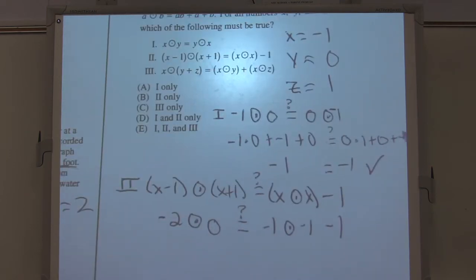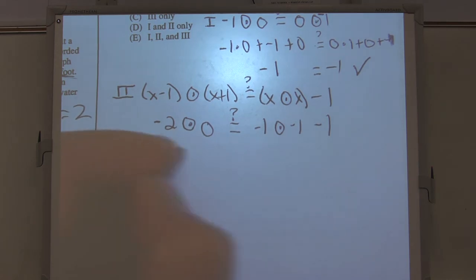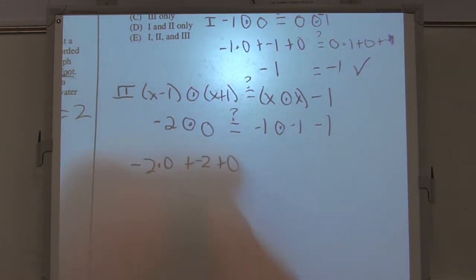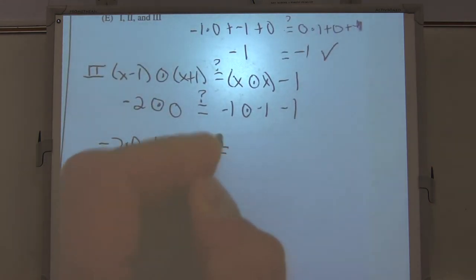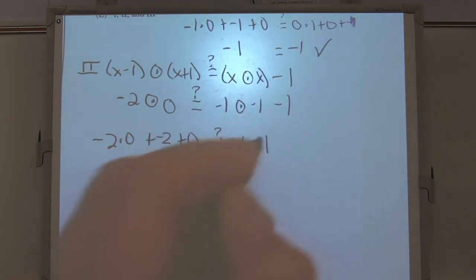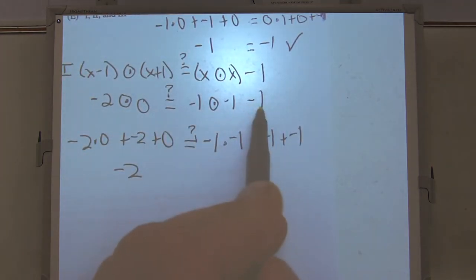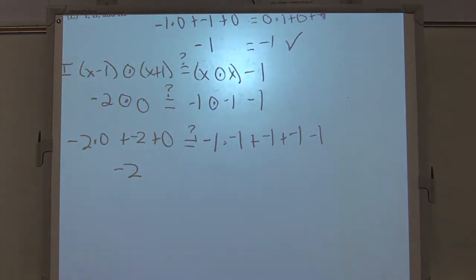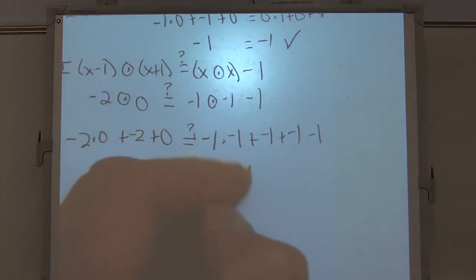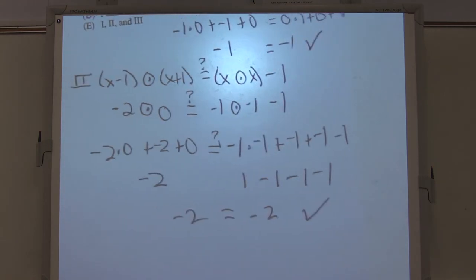Here I get -2 times 0 plus -2 plus 0. Okay, that gets me -2 on this side. Does that equal, let's do this one. This one's going to be -1 times -1, which is +1, plus -1 plus -1, and then don't forget, I've got to subtract off this -1 again right here. So this gets me +1 minus 1 minus 1 minus 1, which gets me -2. So -2 equals -2, so Roman numeral 2 checks out, so I'm good on that.